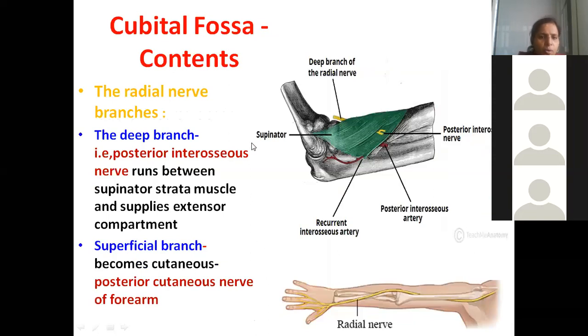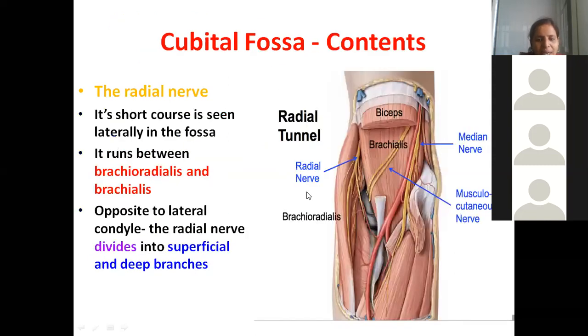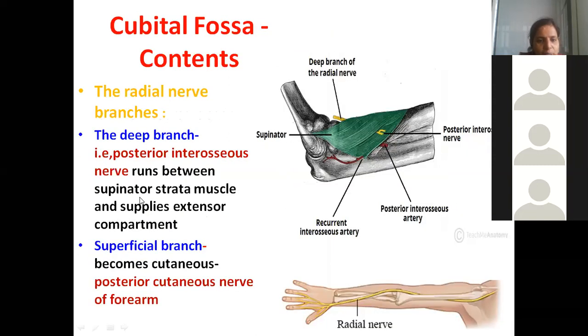Now, cubital fossa contents, we have seen the radial nerve. It divides into the superficial and deep branch. The deep branch is actually called the posterior interosseous nerve. Where is it running? I said it is going deep to which muscle? That is the supinator muscle. The superficial branch runs just below brachioradialis. It becomes cutaneous like this, to form the posterior cutaneous nerve of the forearm.